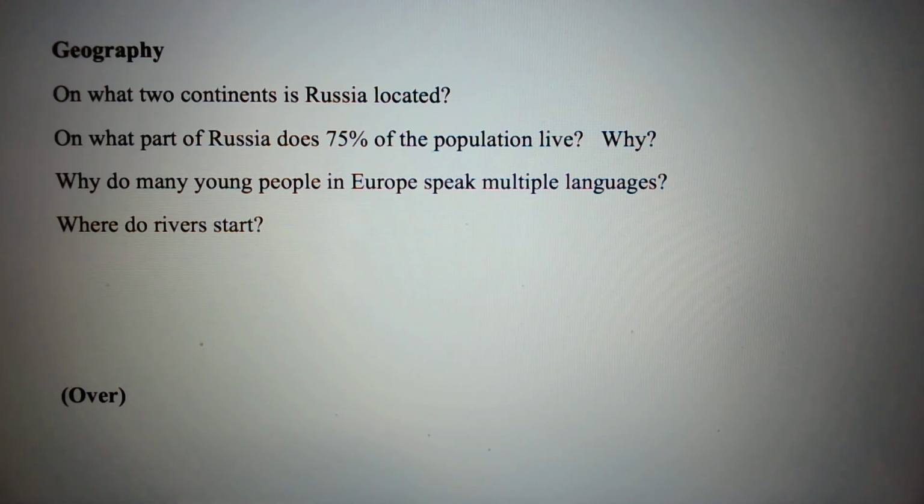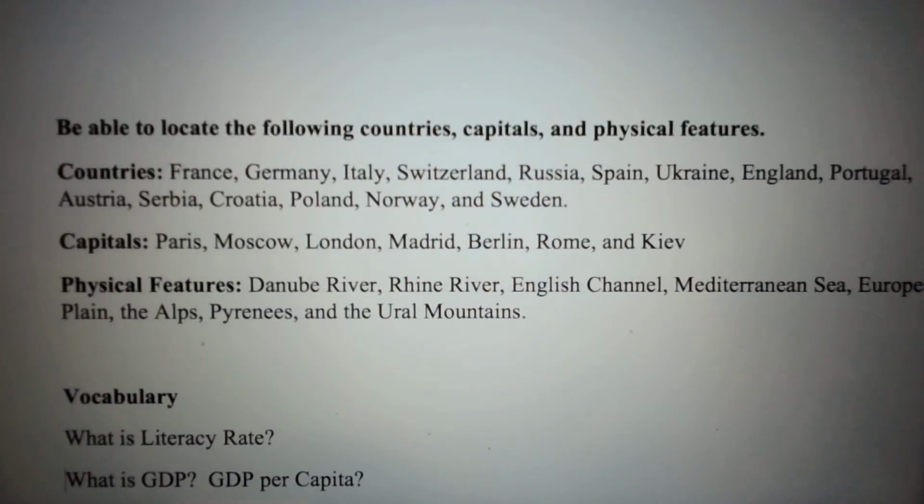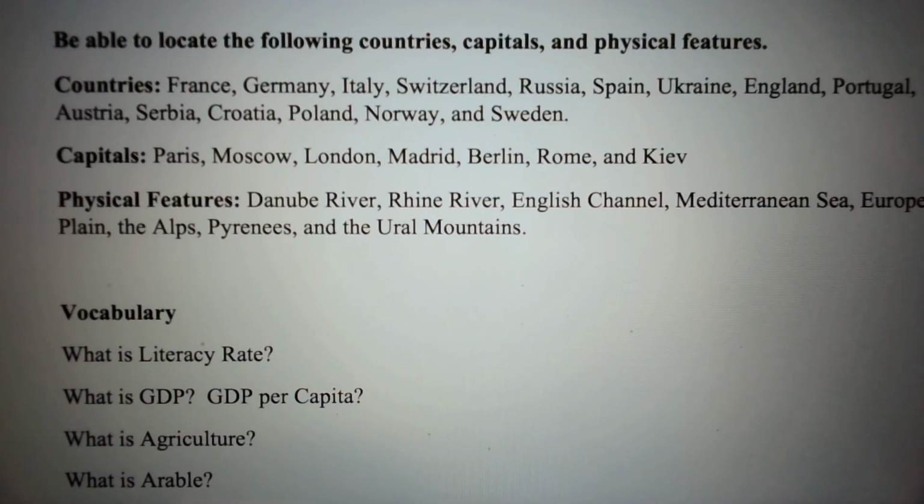Why do many young people in Europe speak multiple languages? Hopefully, if you've looked at your map, hopefully you kept your maps of Europe. If you remember, most of the countries that border any country in Europe, the people speak another language, so you have to know multiple languages, unless you're planning on just staying in your country all your life. Where do rivers start? Rivers always start in high places, so I want you to remember that. Rivers start in high places and then flow down due to gravity.